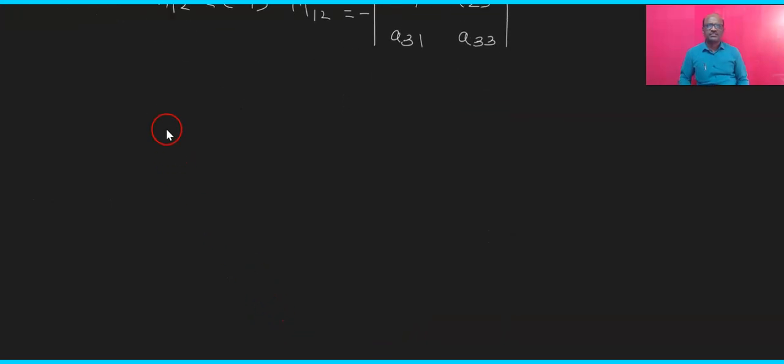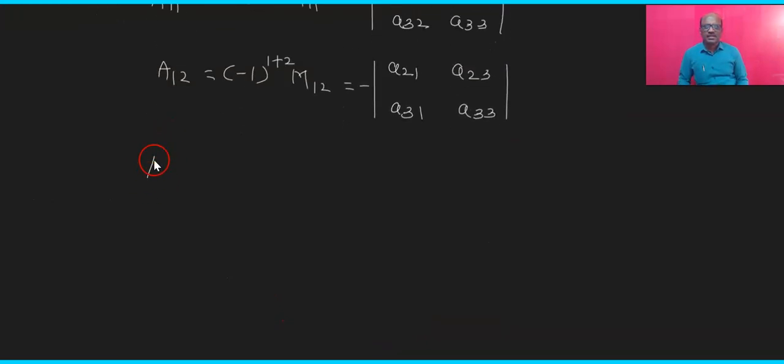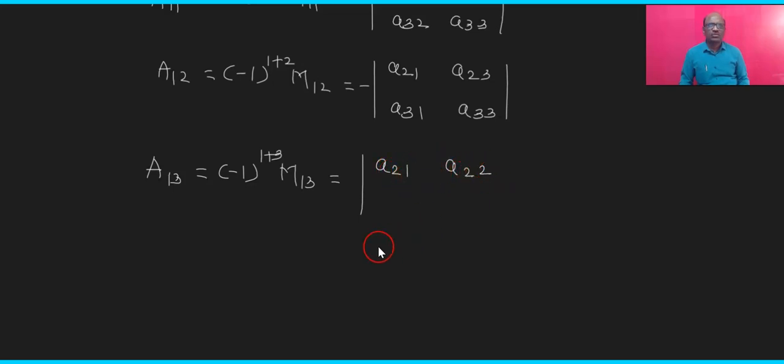Next we calculate capital A13, that is minus 1 raised to 1 plus 3. Here M13, and overall you will get here plus. Therefore here is a21, a22, a31, a32.